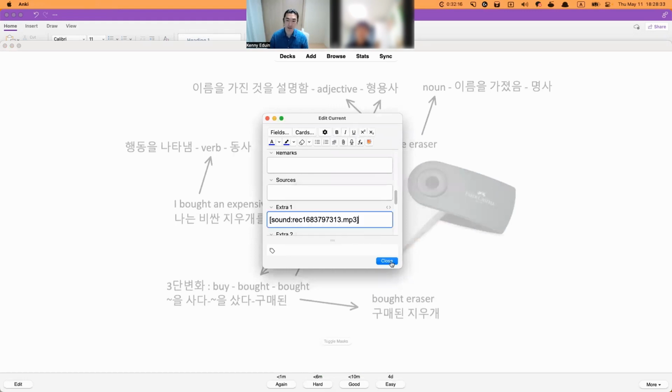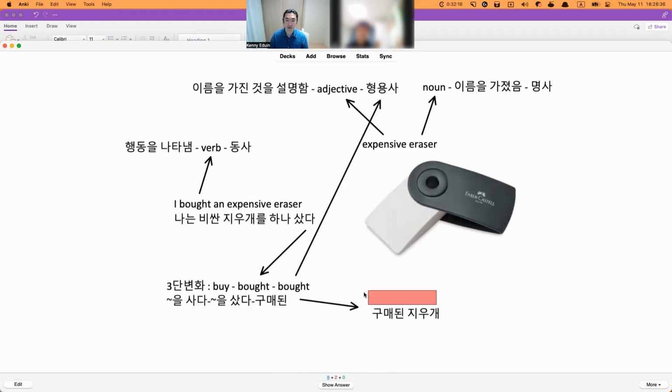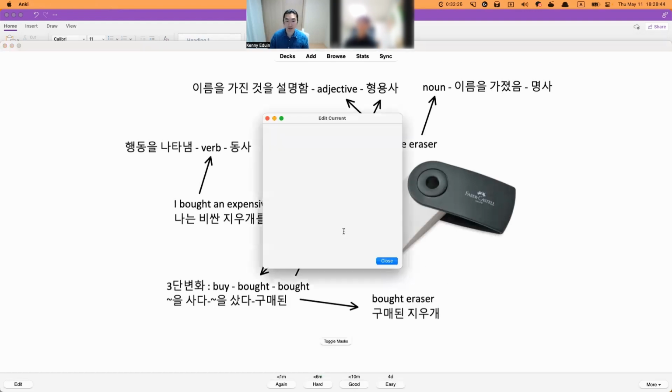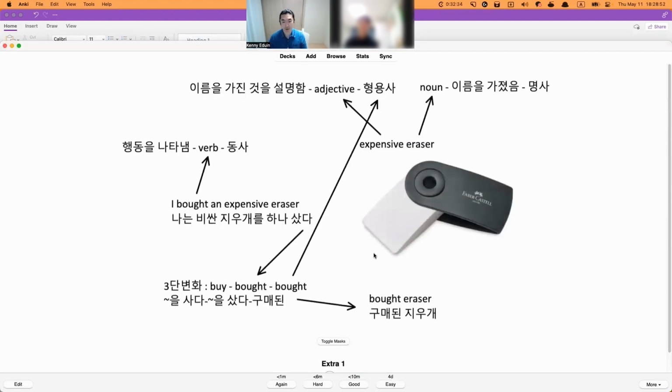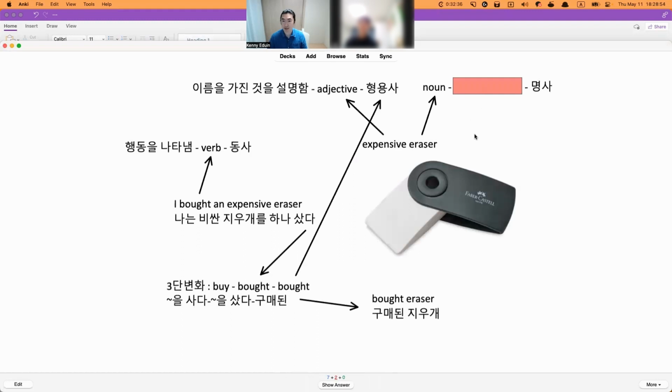Verb. And this, how would you say it in English? Bald eraser. Yes, perfect. Bald eraser. And this? That's a noun. Good. And this in Korean?